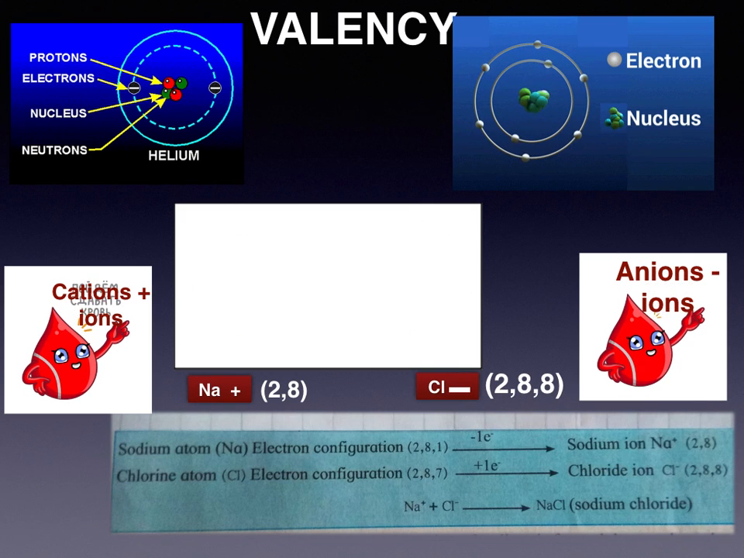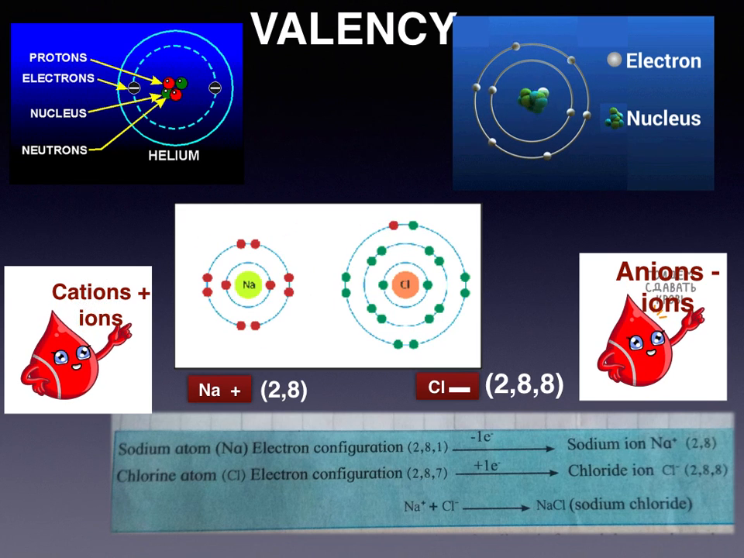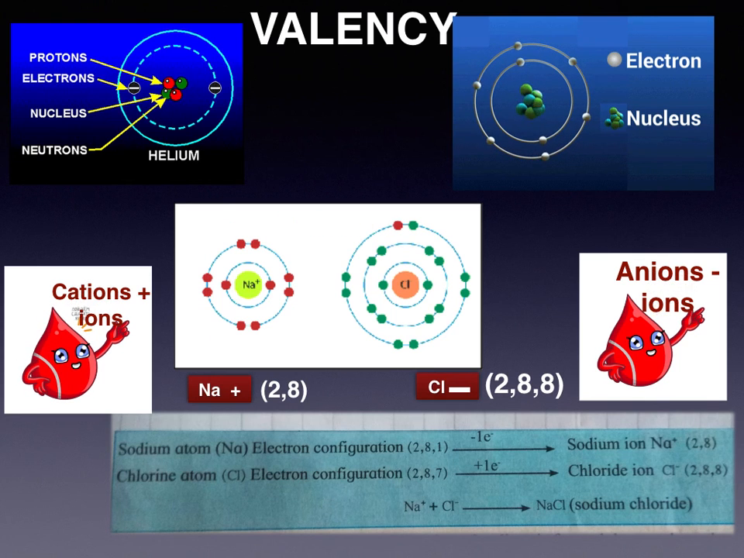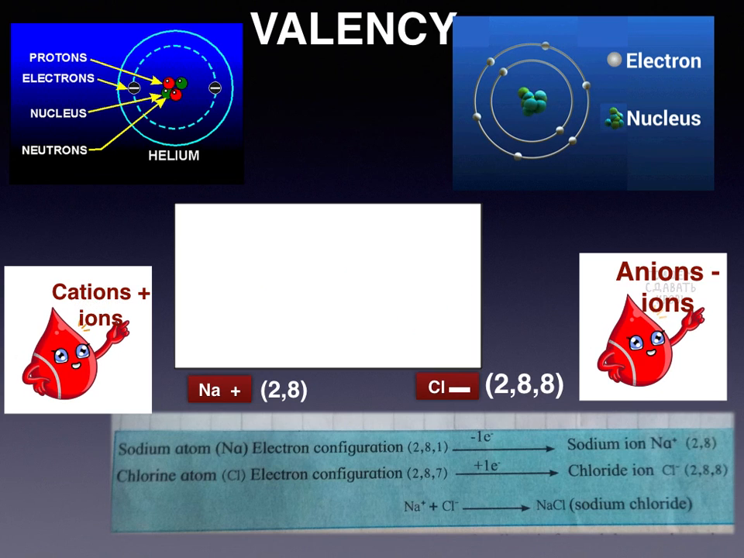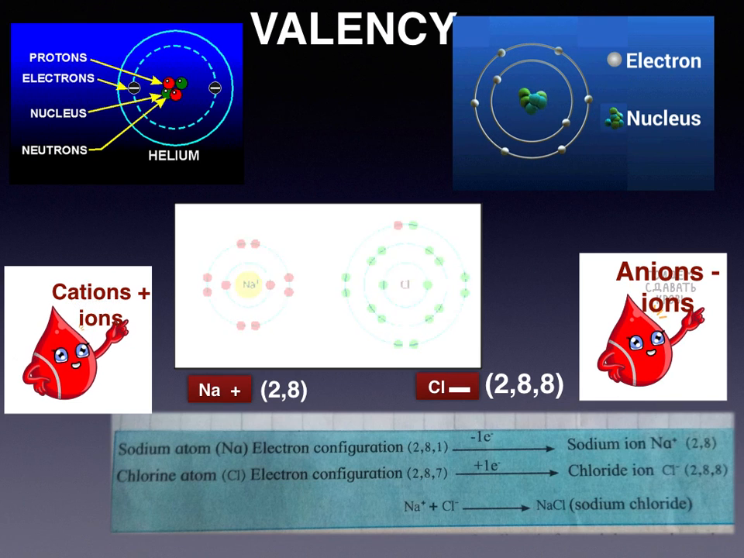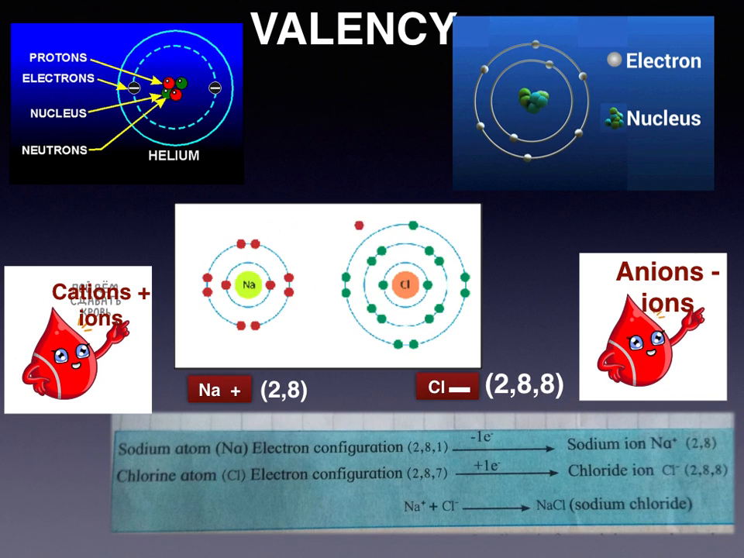Now as you can see, the electronic configuration of sodium is 2,8,1 and the electronic configuration of chlorine atom is 2,8,7. Now, as we know, the valency depends on the number of electrons they lose, gain or share to attain noble gas configuration. So here the sodium atom has 1 electron in the outermost orbit. Similarly, the chlorine atom has 7 electrons in the outermost orbit.